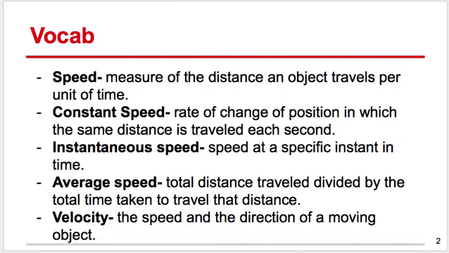Constant speed is the rate of change of position in which the same distance is traveled each second or each unit of time. A second is a unit of time. 10 seconds could be a unit of time, just so that you're consistent with what that is. Instantaneous speed is a speed at a specific instant in time. Average speed is the total distance traveled divided by the total time taken to travel that distance. And velocity is the speed and the direction of a moving object.